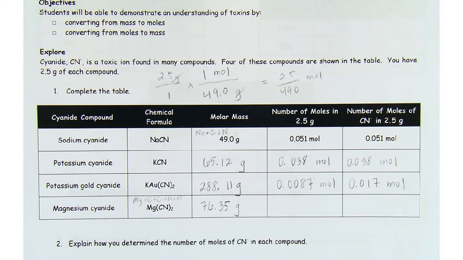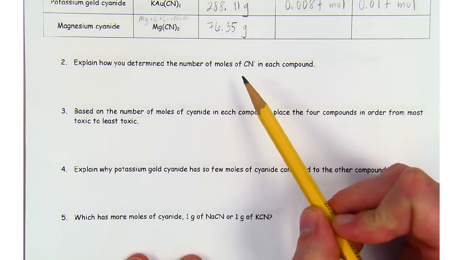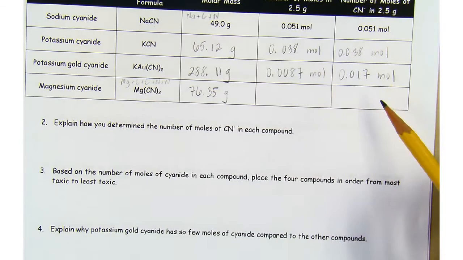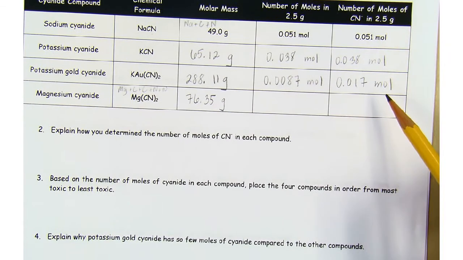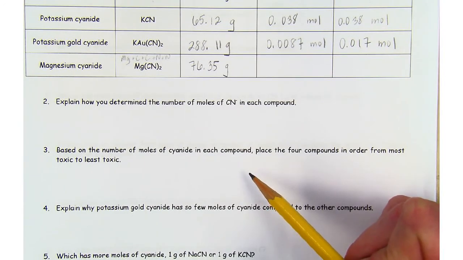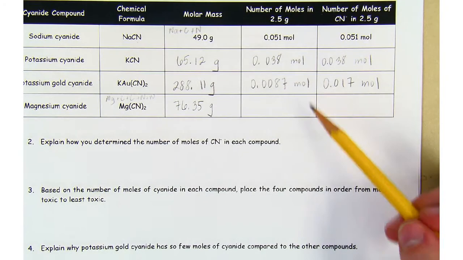I'm going to move on to the questions. The second question asks you to explain how you determine the number of moles of CN minus. It's basically asking you, how did you come up with this last column here? Number 3, based on the number of moles of cyanide, place the 4 compounds in order from most toxic to least toxic. So once again, you're looking here.